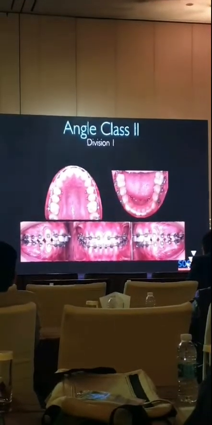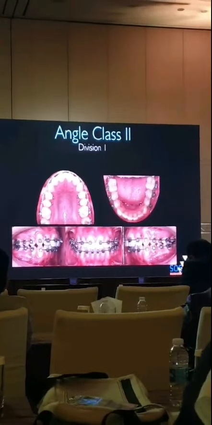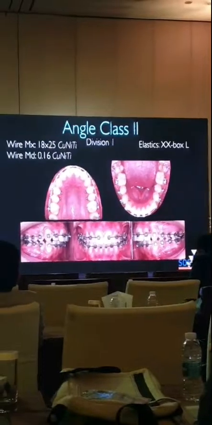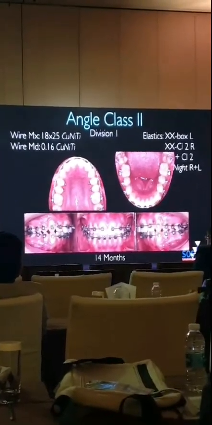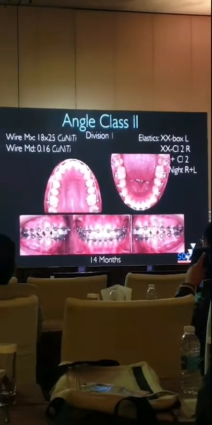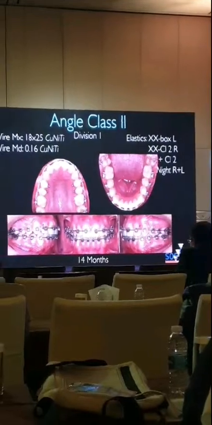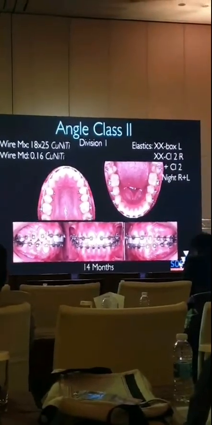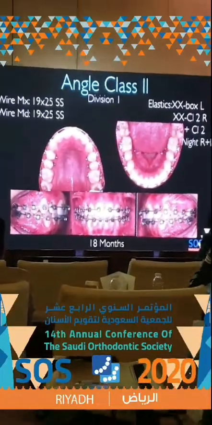So we have a symmetry of the arch at this point in time. We bond the lower teeth. 7s have erupted at this point in time. We're using very low force class 2 elastics, more of a box shape class 2, and coming into a good class 1 occlusion as we finish off his treatment. Congruent maxilla to mandible.